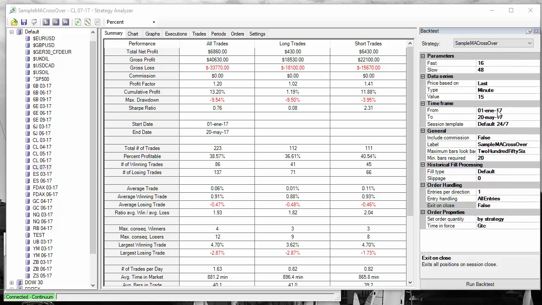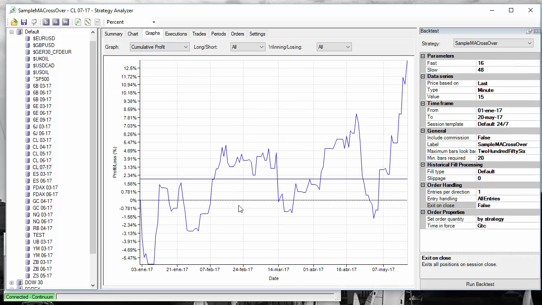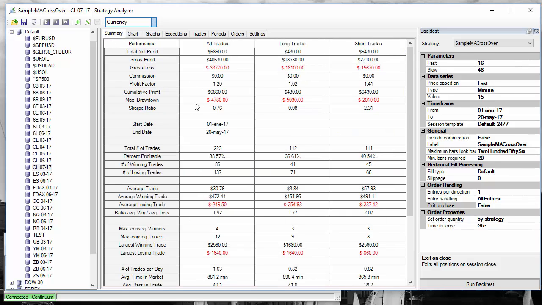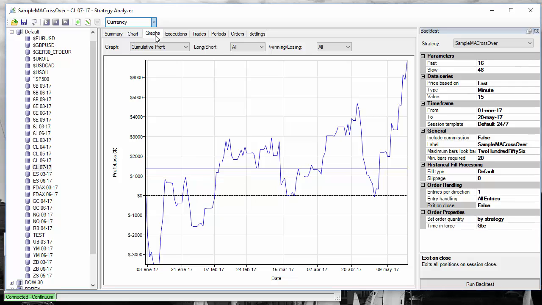The first that we can see on the results are the profit factor, the percent profitable, the equity curve. This may be the maximum drawdown. We can change this to currency. The maximum drawdown is almost 5,000.